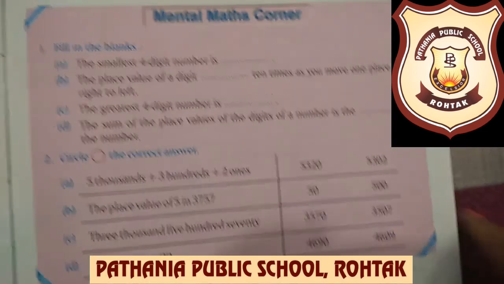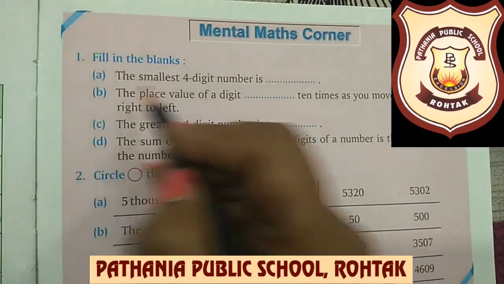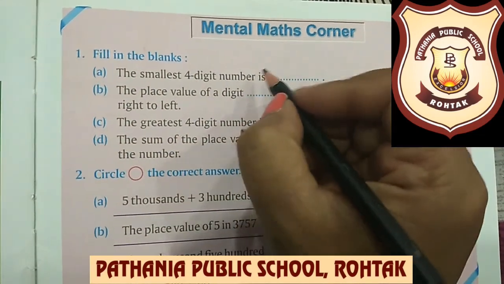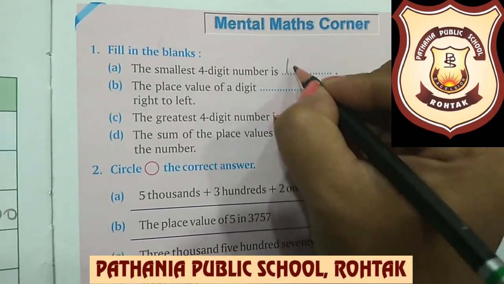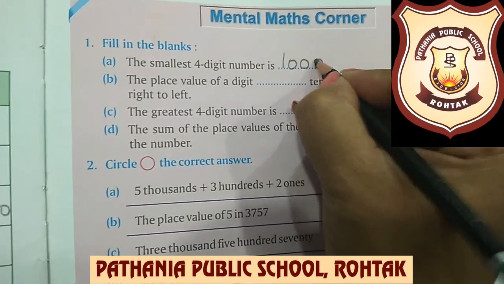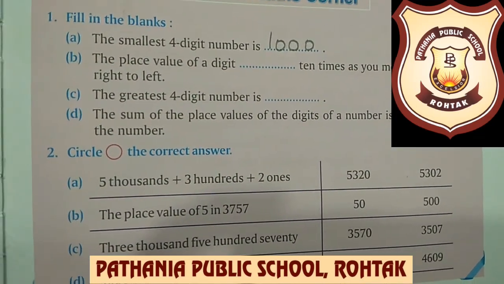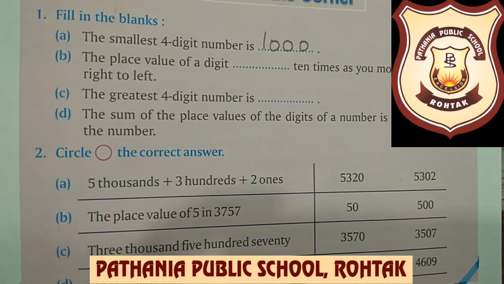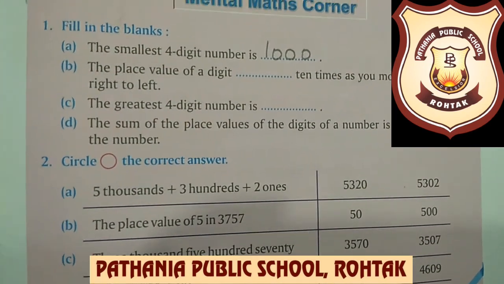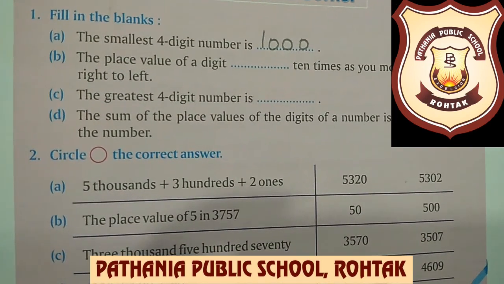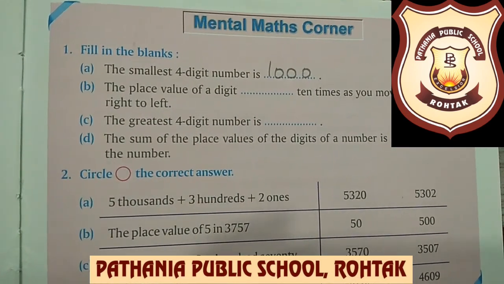Now come to mental maths corner. What mental maths corner is saying? Yes beta, tell me the smallest 4-digit number is when we added 999 and 1. Yes, correct. The smallest 4-digit number is 1 and 3 zeros, which is 1000. Next, the place value of a digit dash 10 times as you move one place from right to left.